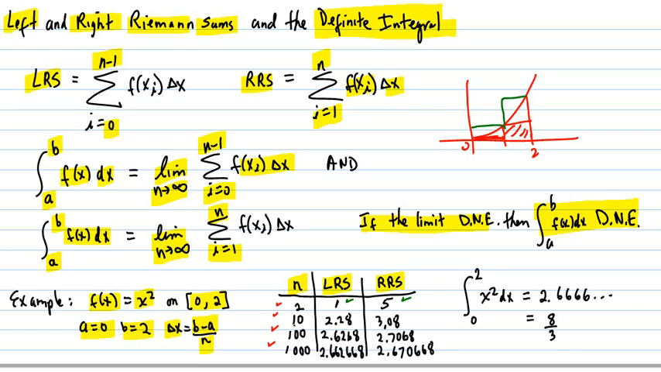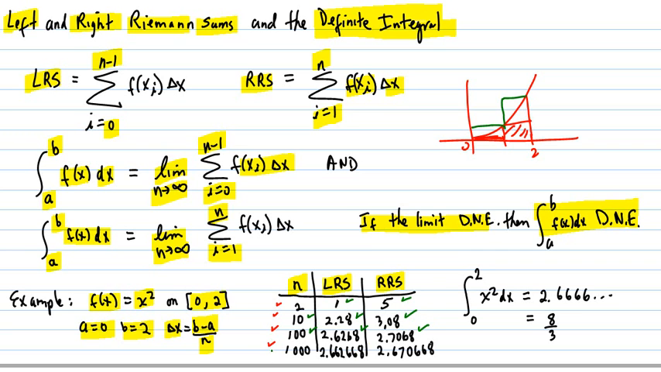Then you go on to 10 intervals, and you get 2.28 for the left Riemann sum and 3.08 for the right, because now you have 10 subdivisions. Then you crank it up to 100 subdivisions, 100 rectangles. Now your left Riemann sum is 2.6268, and the right Riemann sum is 2.7068. So they're getting closer together.